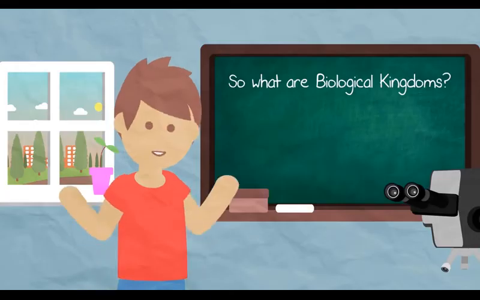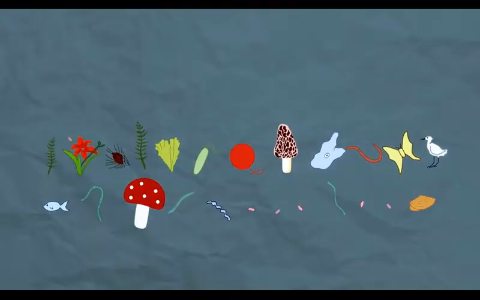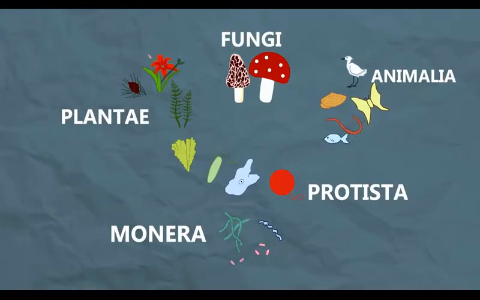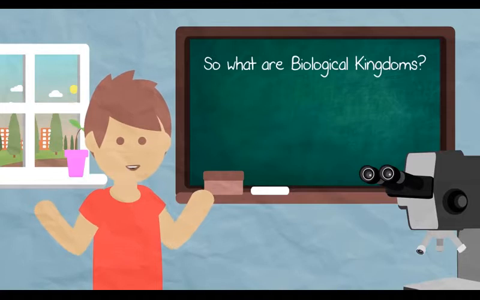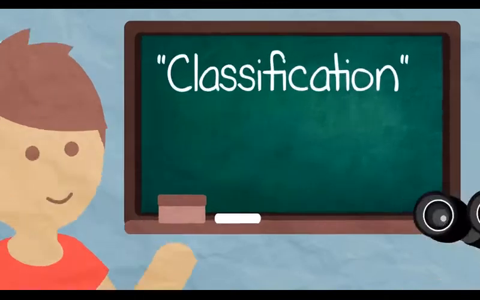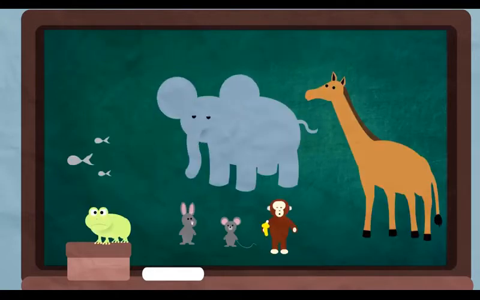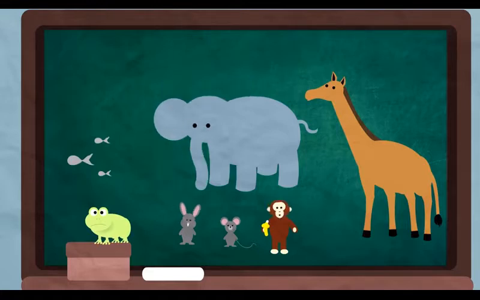So what are biological kingdoms? We're not talking royalty here, but they are pretty important in grouping or classifying organisms and understanding how they are related. You can learn more about what classification is in the Classifying Organisms video. Classification attempts to impose a hierarchy on the complex and dynamic variety of life on Earth by describing how different species group together and how related they are to one another or not.